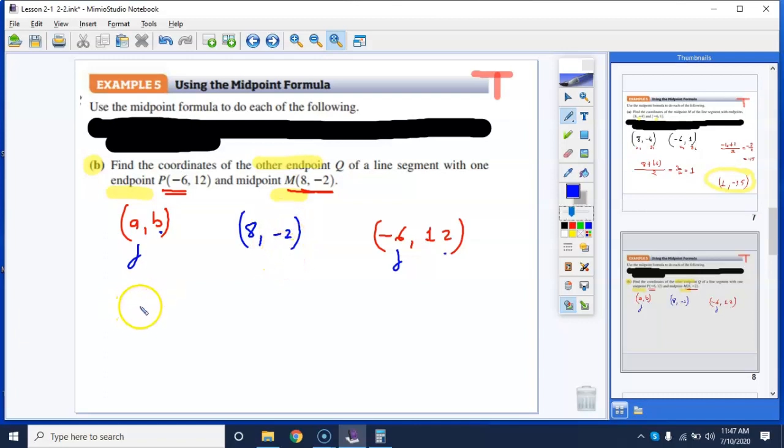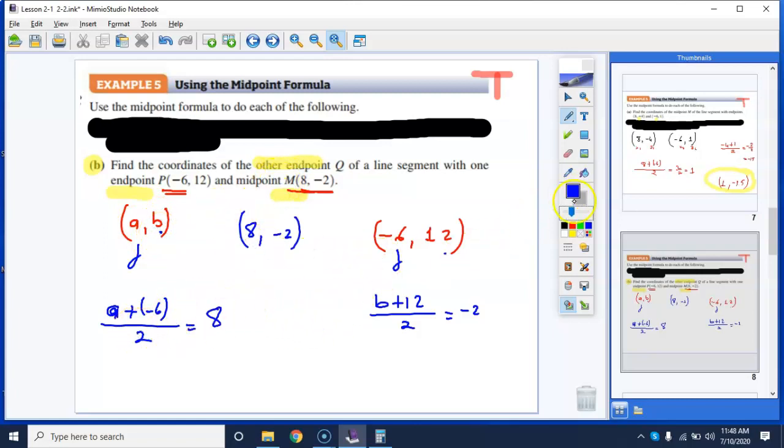So my first equation setup should look like this. (A plus -6) divided by 2 should be equal to 8. This is A. And then the other one should be (B plus 12) divided by 2 should be equal to -2. If I solve both equations, I'm going to see A and B, the missing endpoint.